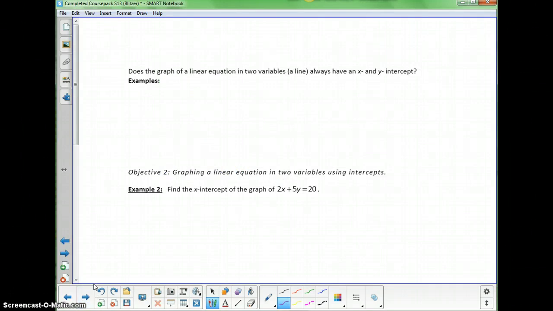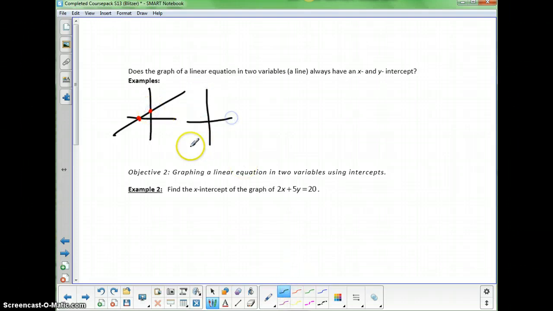Does the graph of a linear equation in 2 variables, a line, always have an x- and a y-intercept? Interesting question. So I've got my x- and y-axis here. If I draw a line like this, yeah, it's got an x-intercept and a y-intercept, but is that always the case? What if my line went like this? Does it still have an x- and a y-intercept? Yes, they both happen to be at the same point right here. It's crossing both axes at the origin. So far I've got yes, it has both.